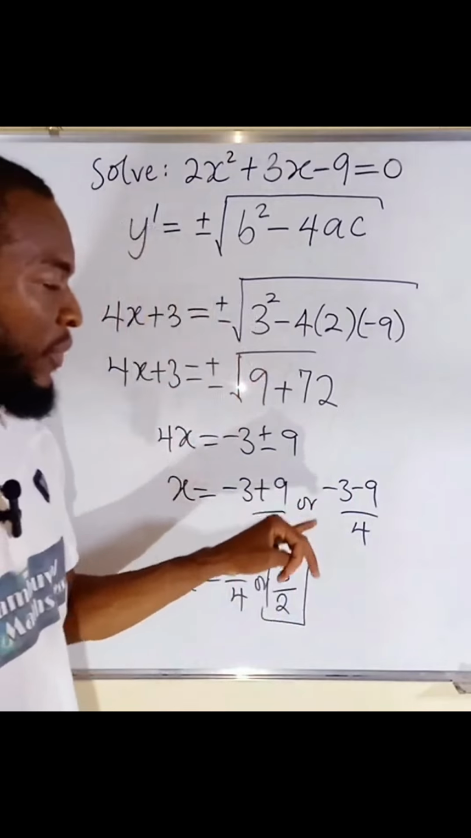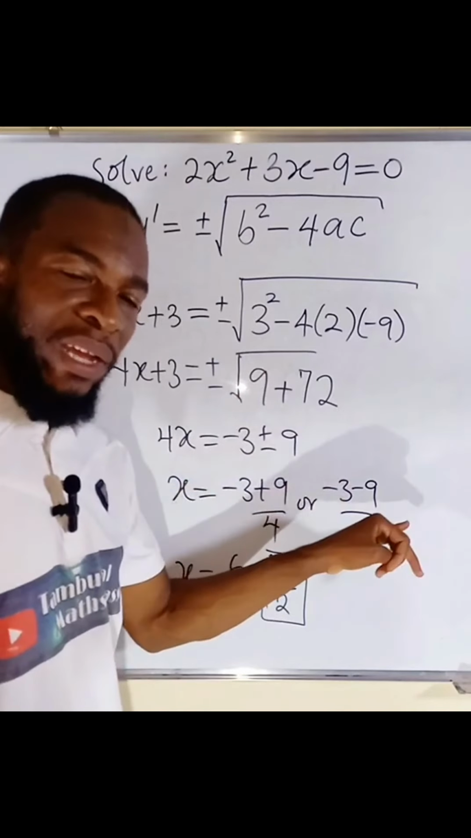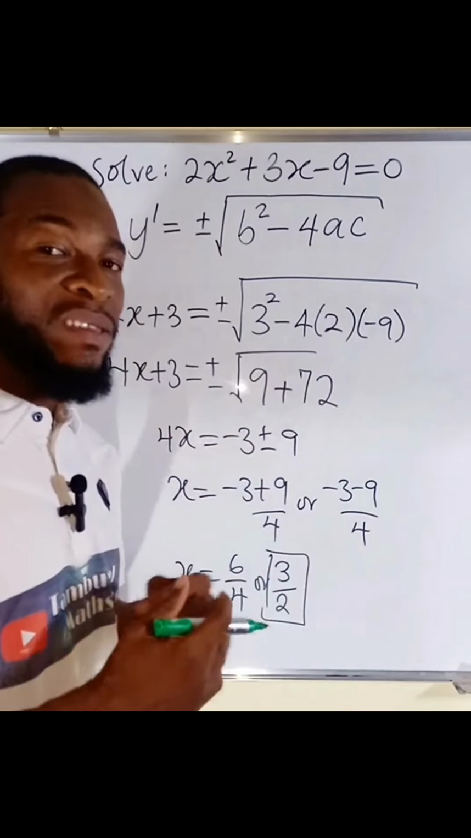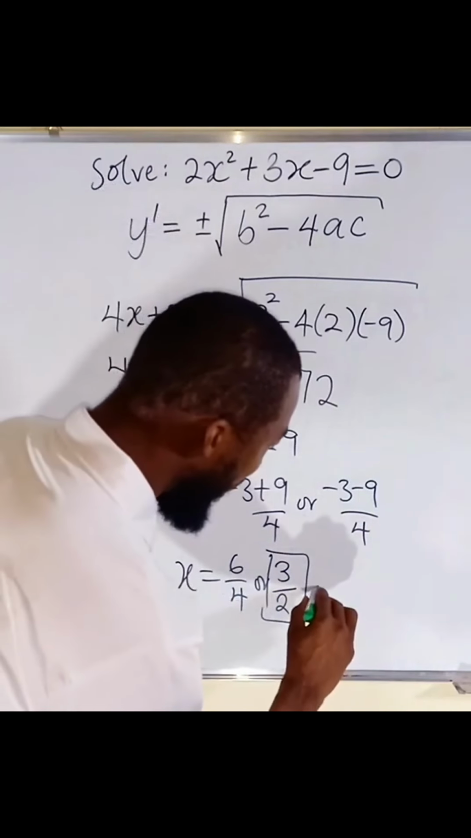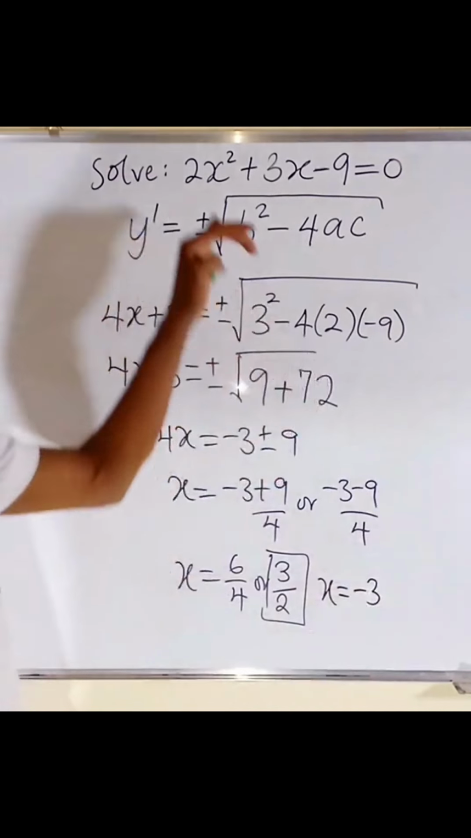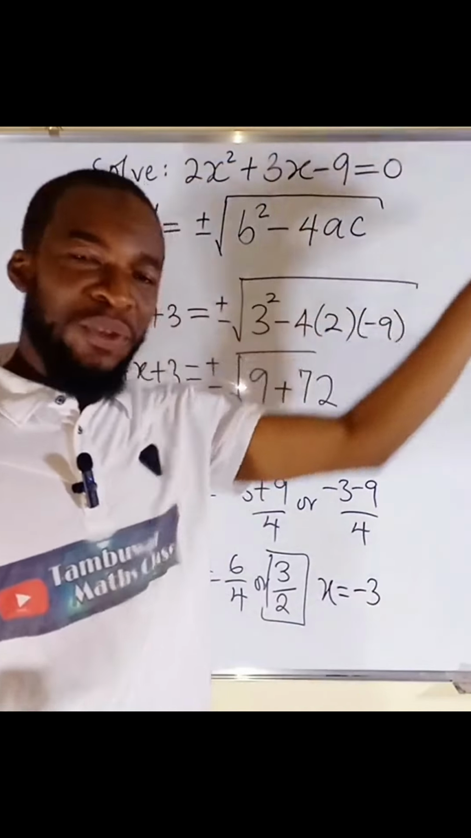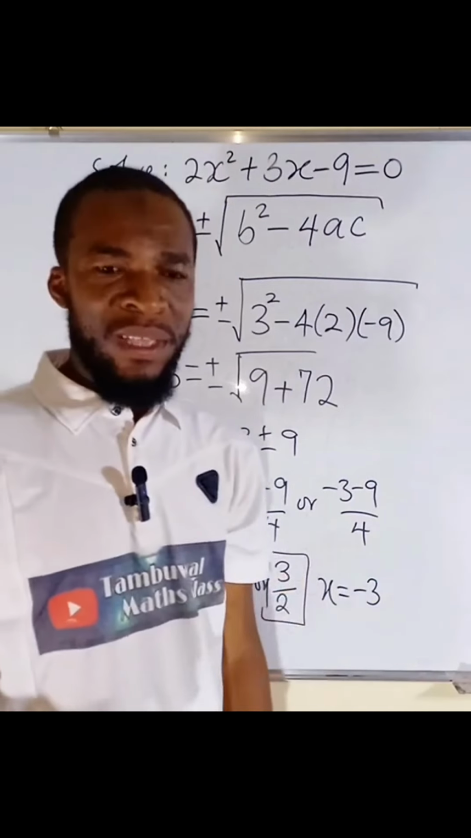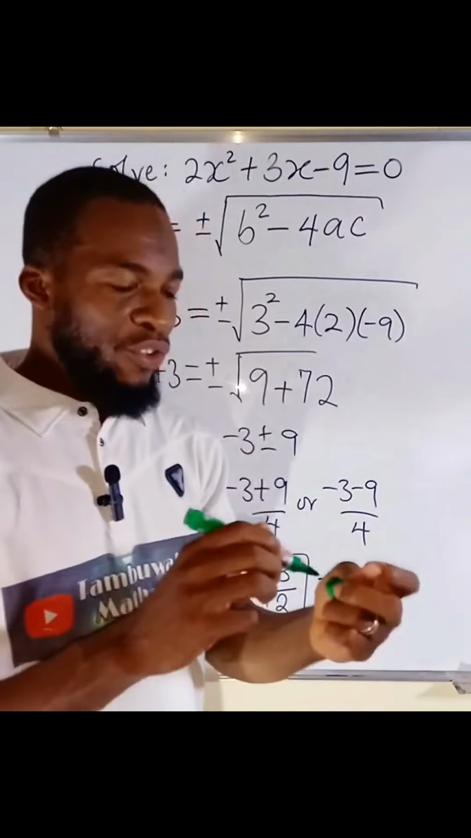And the other one, -3 minus 9 is -12. -12 divided by 4 is -3. So the other x value is -3. So the roots of this quadratic equation could either be 3 divided by 2 or -3. Let us try it on another equation.